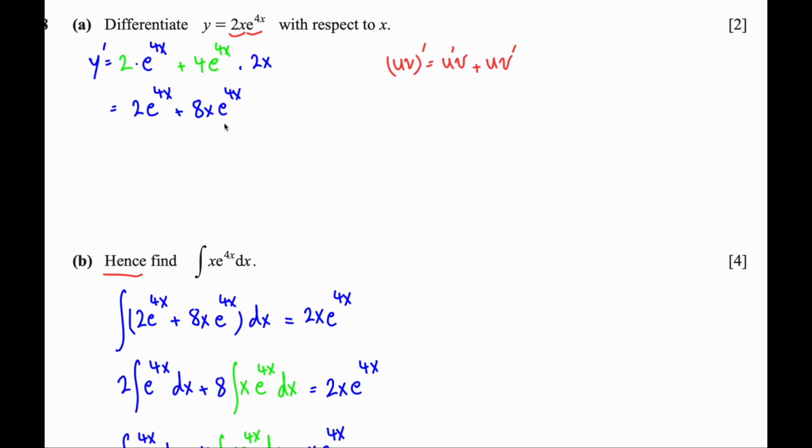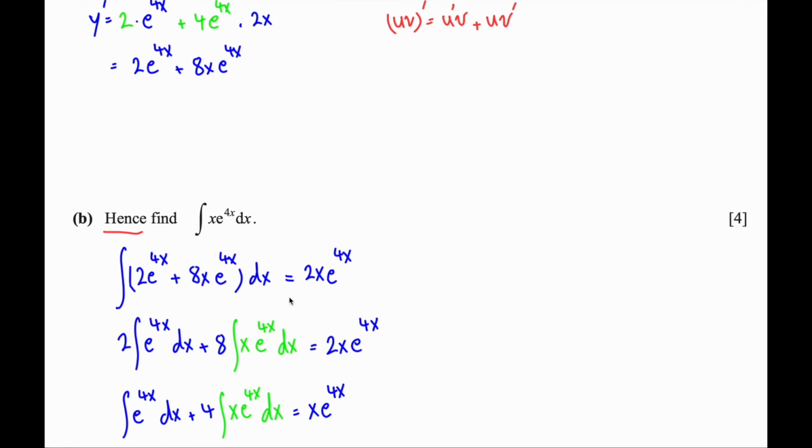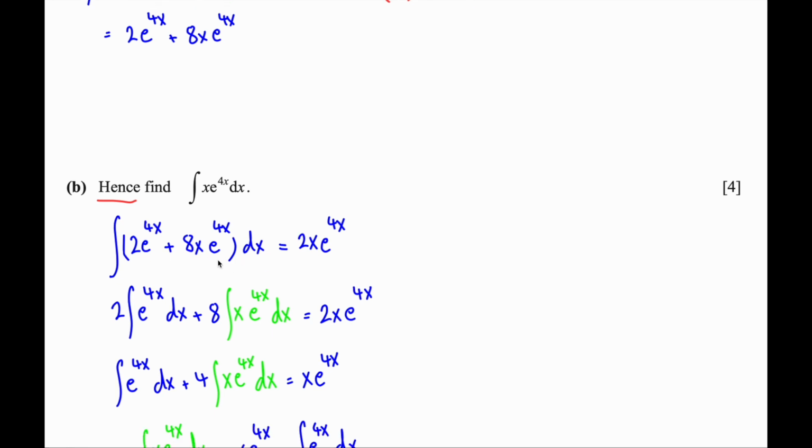Now, according to the definition of integration, if I integrate this part here, I should get back the original expression that I started with. So that's the first thing I'm going to write. I'm going to write the integration of 2e to the power of 4x plus 8x e to the power of 4x with respect to x should be equal to 2x e to the power of 4x. And somehow from within this integration, I need to extract what I've been told to find.